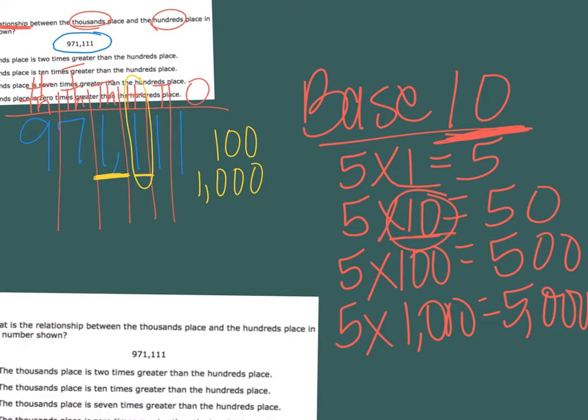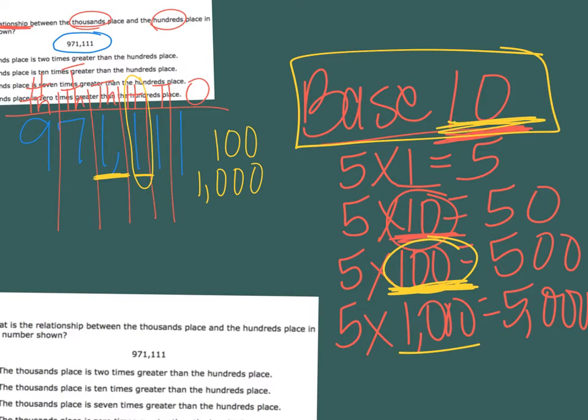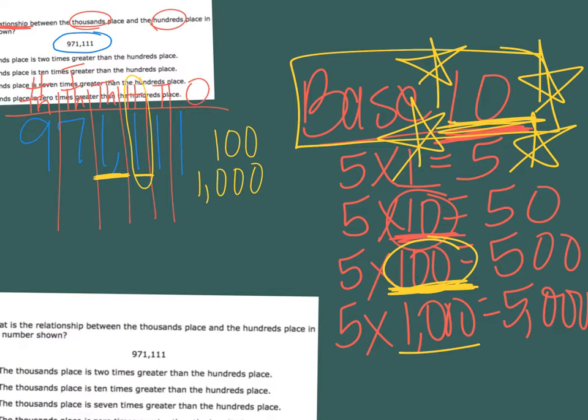If I have 10 tens, what does it make? Good, 100. But if I had 10 100s, what does that make? 1,000. Right. So we are in a base 10 system. My magic number is 10. What is it? 10. That's right. So base 10. Now, let's go back and look at our answer choices.